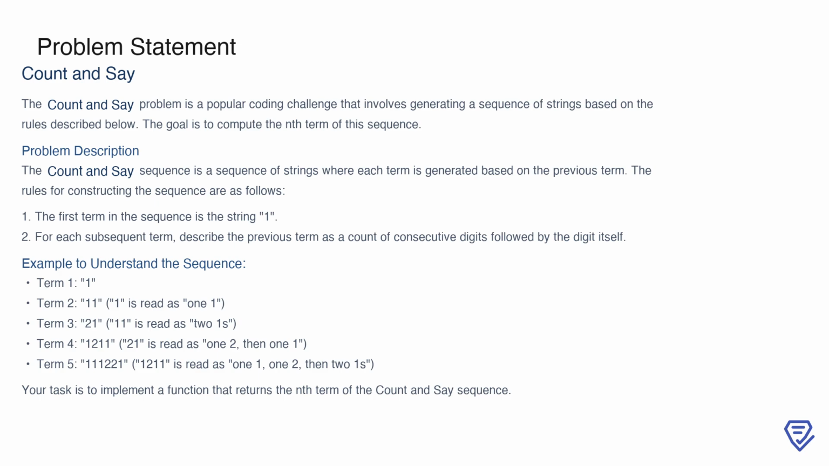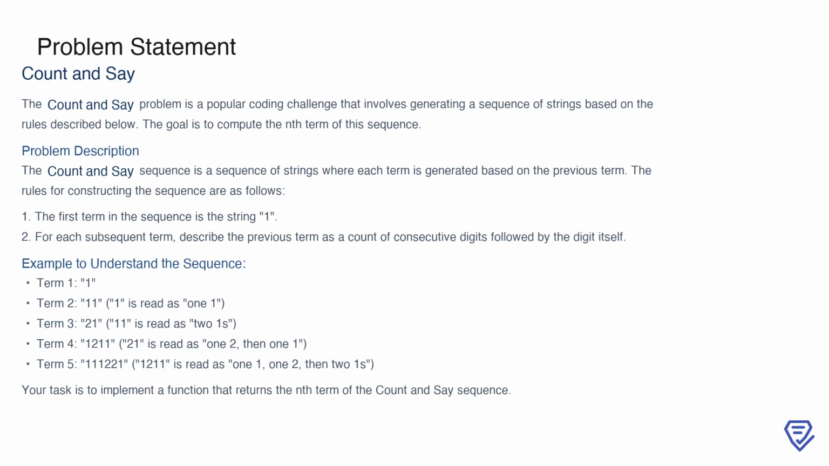From there, each subsequent term is generated by describing the previous term as a count of consecutive digits, followed by the digit itself. For example, the first term is 1. When we describe it, we say one 1, which gives us the second term, 11. Then, describing 11 as two 1s, we get 21 as the third term. Following this pattern, 21 becomes 1211, because it's read as one 2, then one 1.